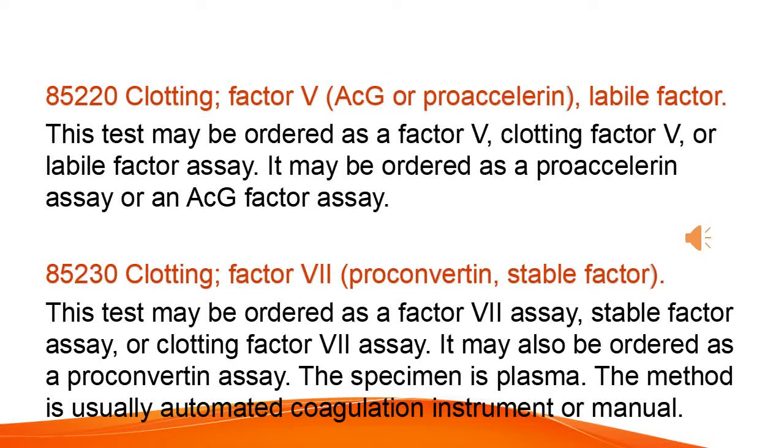Clotting, factor 7, proconvertin, stable factor. This test may be ordered as a factor 7 assay, stable factor assay, or clotting factor 7 assay. It may also be ordered as a proconvertin assay. The specimen is plasma. The method is usually automated coagulation instrument or manual.